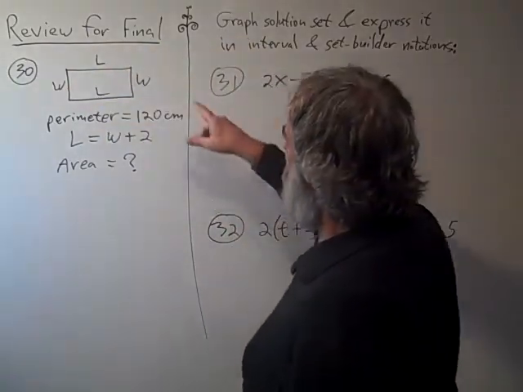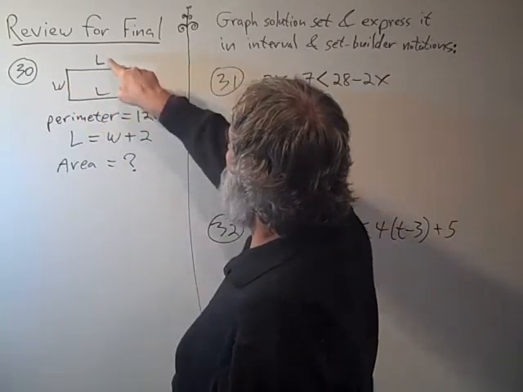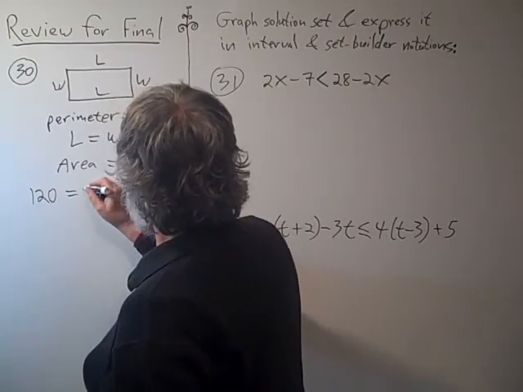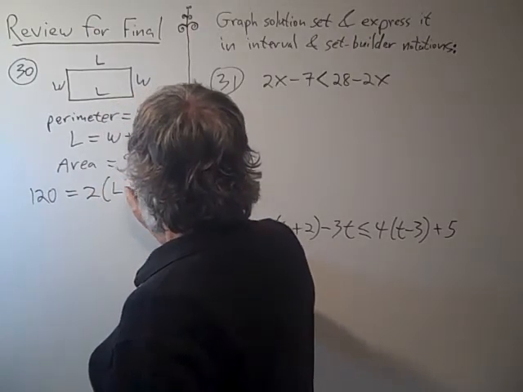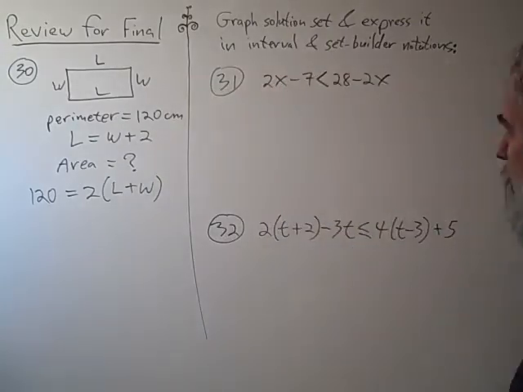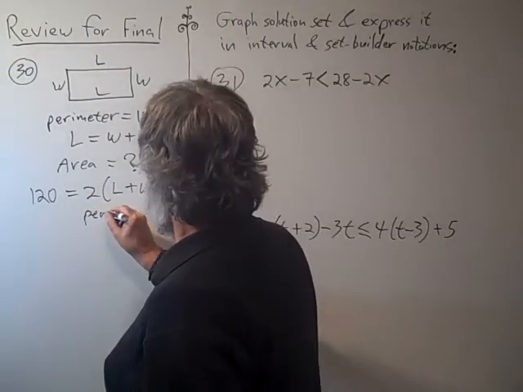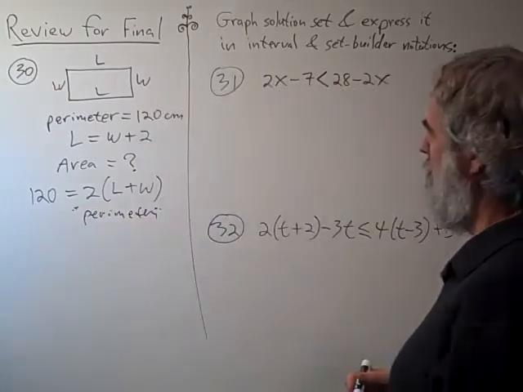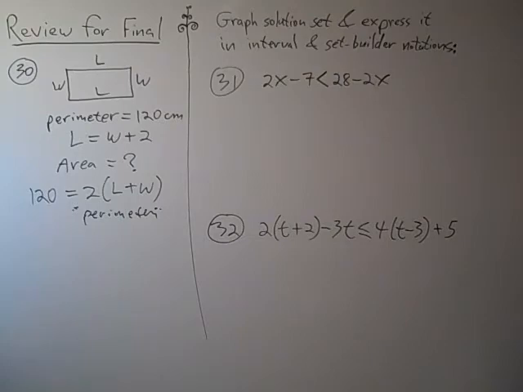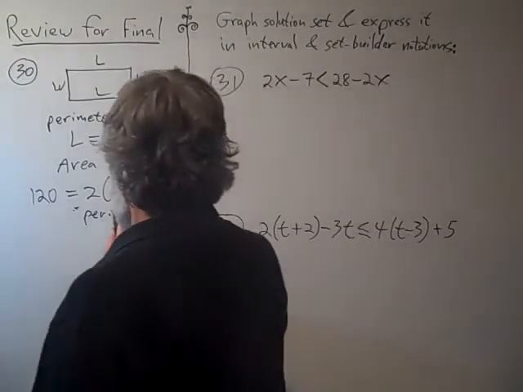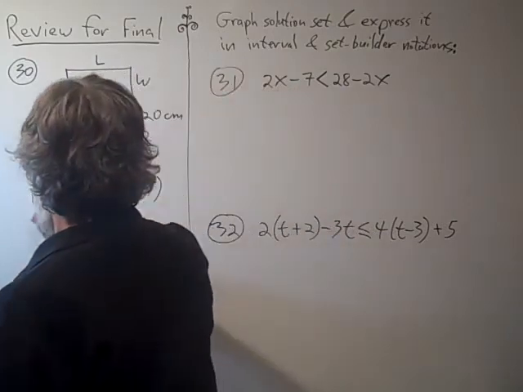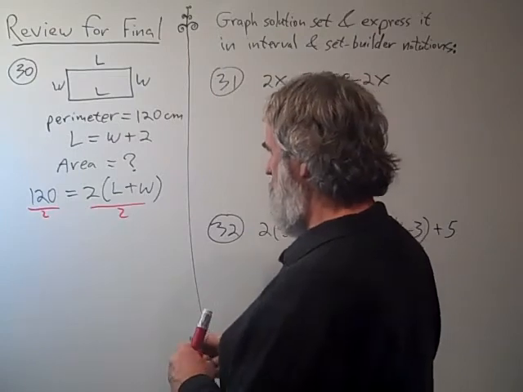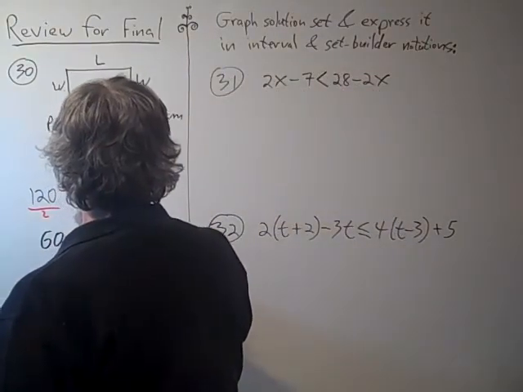The perimeter is the sum of all these, W plus L plus W plus L, or 2 times L plus W, so we know that 120 is equal to 2 times L plus W. This is the perimeter, remember. Dividing by 2 on both sides of that, the 2's cancel out on the right, and so we get 60 equals L plus W.